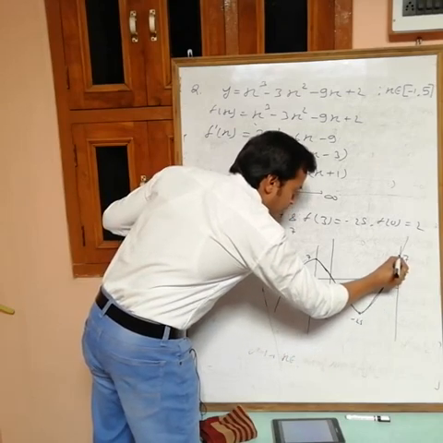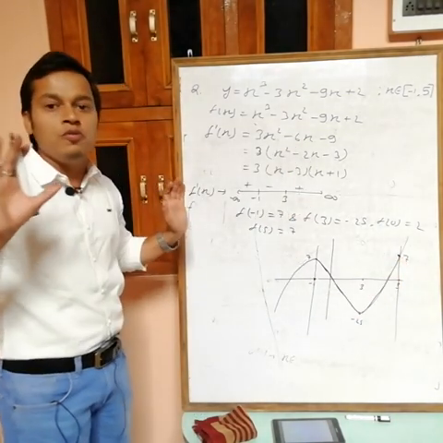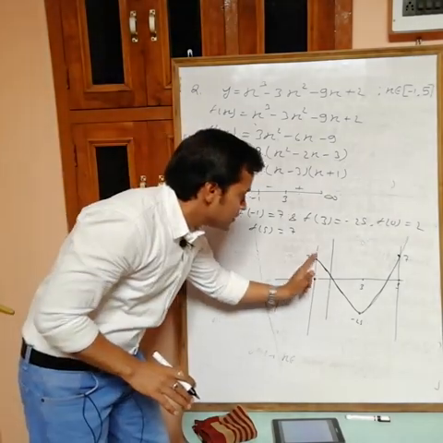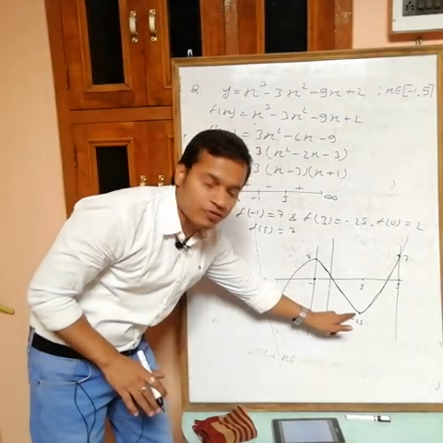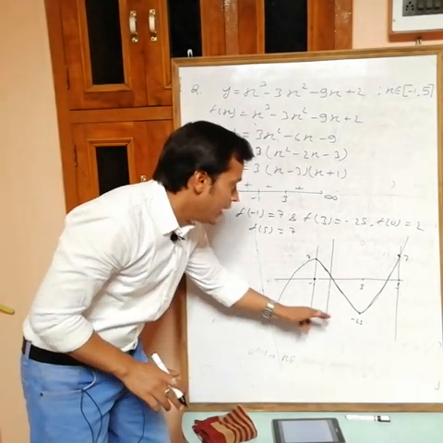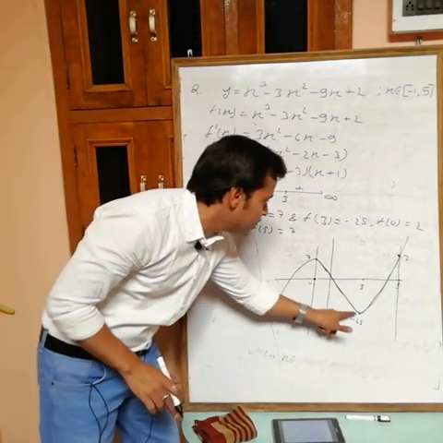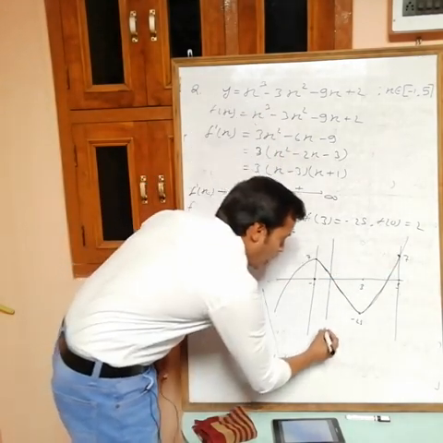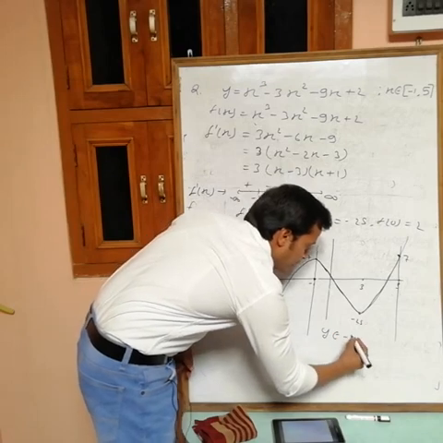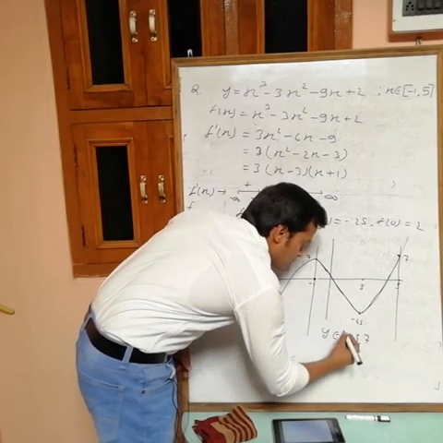And you want the range. Range means minimum to maximum value. Now for this graph, can you find the minimum value? Minimum is minus 25. There is no value below this one. And the maximum value is, here we have 7 and this one is also 7. So maximum is 7. So y belongs to minus 25 to 7.